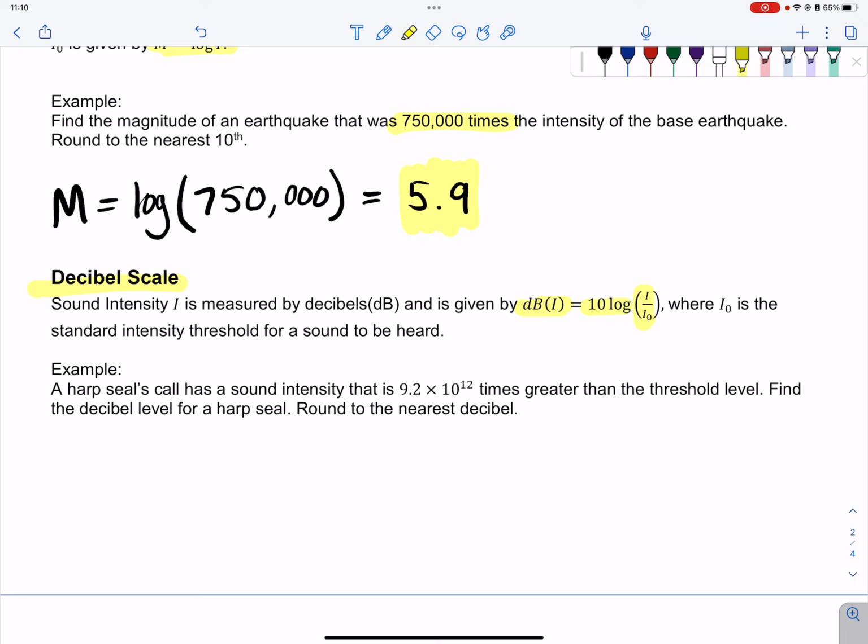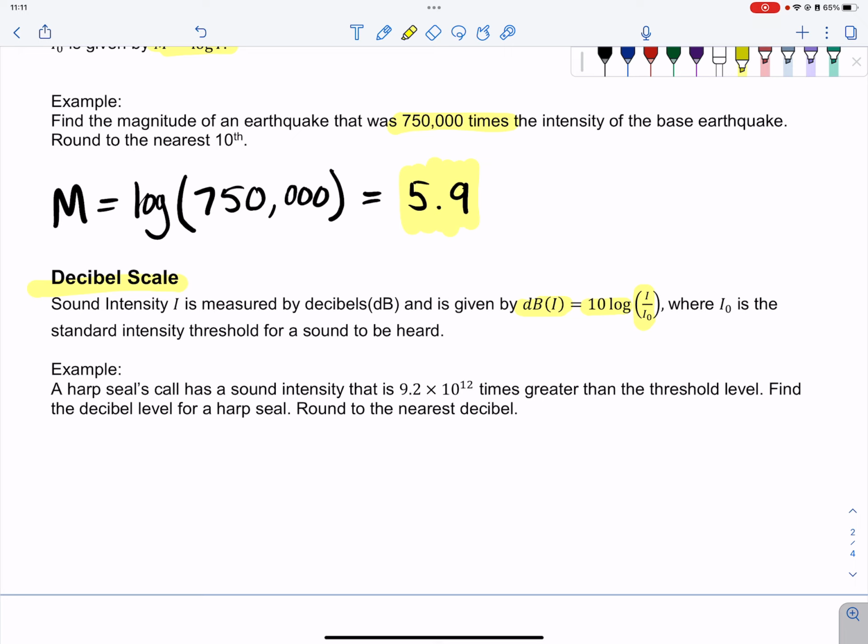I0 does have an exact value for it, but we're not going to actually work through those type of problems in this class, because similarly to how the pH hydrogen ion concentration always has the unit of moles per liter in this class, we are always going to be given intensities that are being multiplied by this I0, the base intensity, so that we don't really have to worry about it too much.